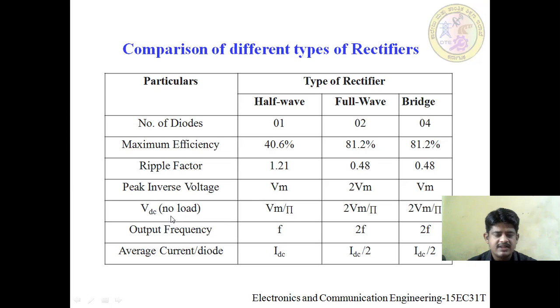VDC output when no load is connected is Vm by pi, and for full wave, both center tapped and bridge, it is 2Vm by pi. The output frequency for half wave is similar to the input frequency. For full wave, both have double the input frequency, 2f. The average current per diode is IDC for half wave, and here it is IDC by 2. So this is a complete chart comparing half wave and full wave rectifiers. If you go through this chart, you will cover all the parameters regarding rectifiers.